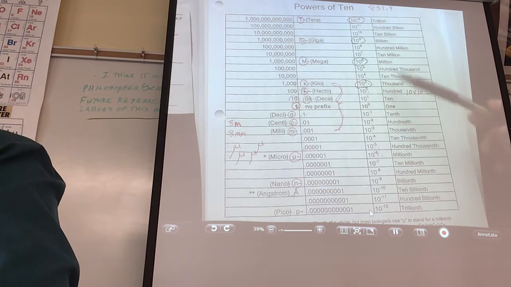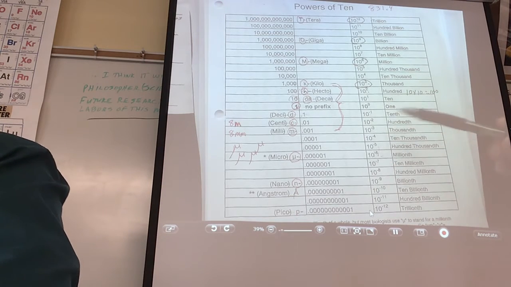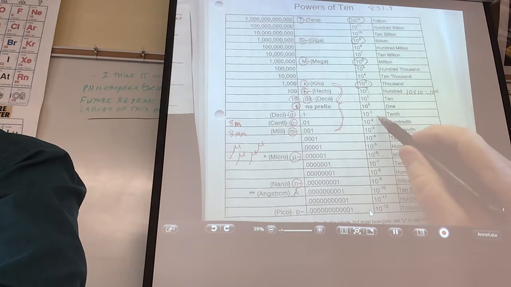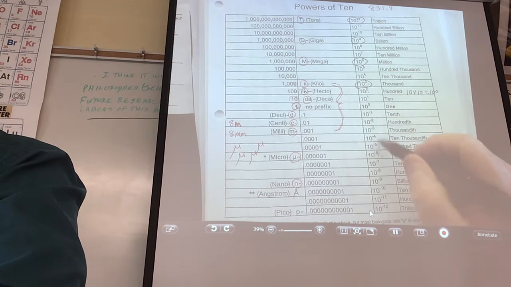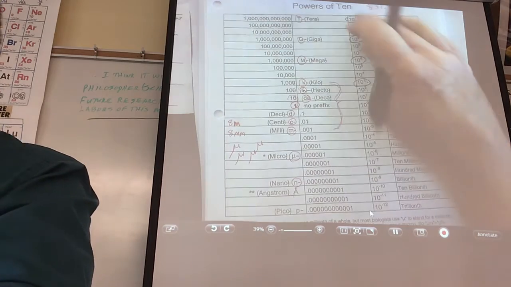Now, on this chart, excuse me, I think somebody, did I ask you yesterday what kind of numbers these were? Is this the class I asked that of? Okay. Look at this chart here.